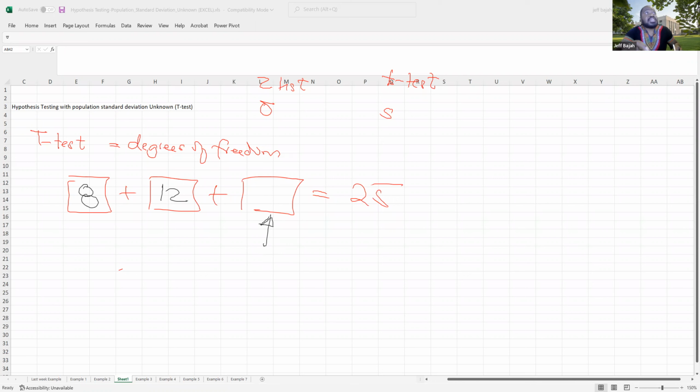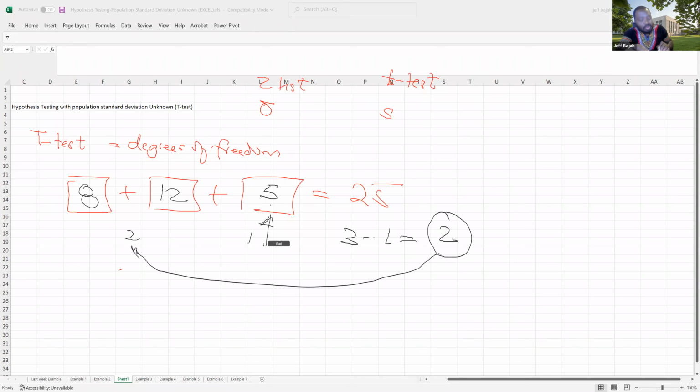5, because 8 plus 12 is 20. And to get 25, the only way is to have what? 5. This number is not free. So you have 2 free numbers and 1 number that is not free. And so this is what? 3 numbers minus 1, which shows you 2 free numbers and 1 number that is not free. So the degrees of freedom is usually n minus 1. Just like you saw, 3 minus 1, 2. So these are the free numbers to use. That's the key difference between using a t-test and a z-value.